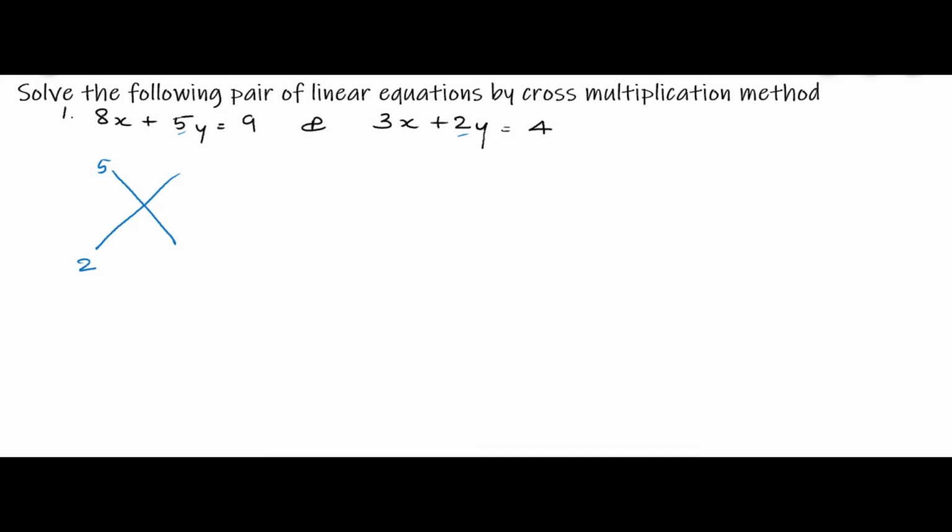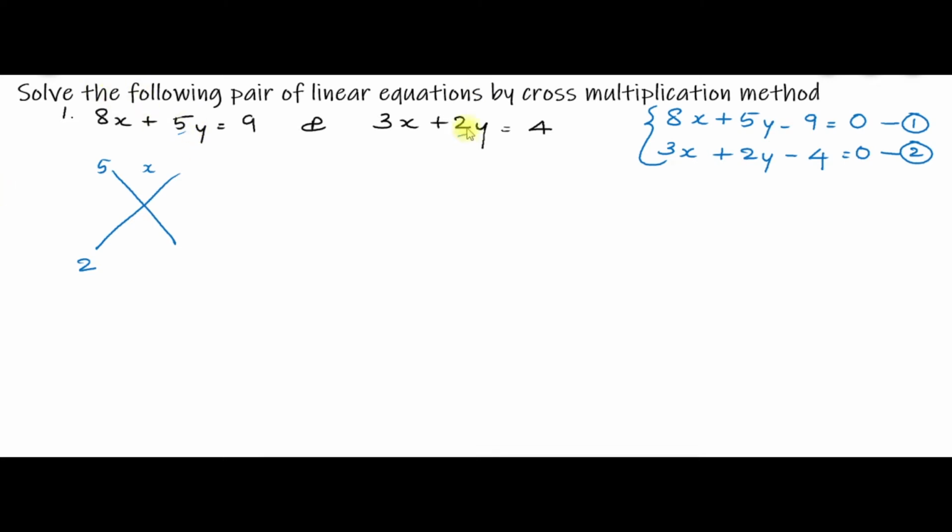Then these equations you have to write in standard format first, that is 8x plus 5y minus 9 equal to 0, and that is your first equation, and your second equation is 3x plus 2y minus 4 equal to 0. These are your two equations. This is of the form a1x plus b1y plus c1 is equal to 0 and a2x plus b2y plus c2 is equal to 0. Now for determining the x value, you have to write the y terms first, that is here 5 and 2.